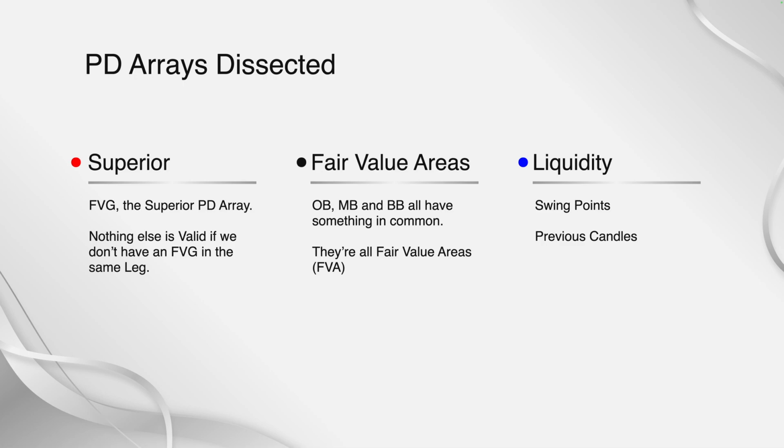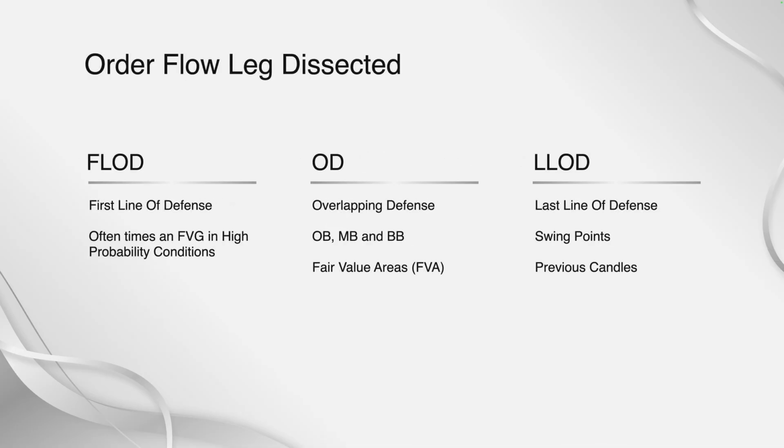Now, with that understanding, we can move on to the understanding of flood, odd, and lot. Because we have an order flow leg dissected, meaning when we have an order flow leg, that's again a swing high with a fair value gap lower or a swing low with a fair value gap higher. That's all fun and games, but we need to dissect that. Why is that? Well, in trading, you're going to use a stop loss, meaning you're going to have an invalidation point. So ideally, we want to be as accurate as possible.